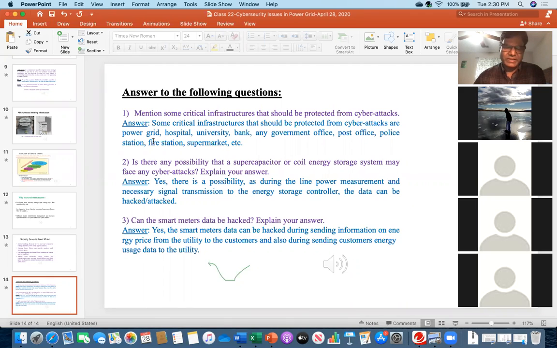This means that the modern grid, smart grid, any power grid are critical infrastructure. Those are cyber-physical systems, so it is highly likely that there will be some cyber attack or cyber hacking. So we have to protect that. Any hospital, university, bank, any government office, post office, police station, fire station, any supermarket or any other premises. These are all called critical infrastructure.